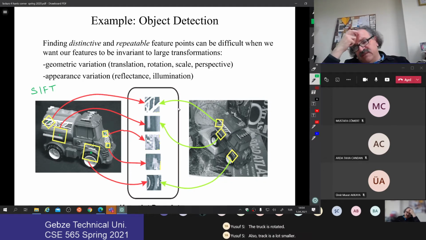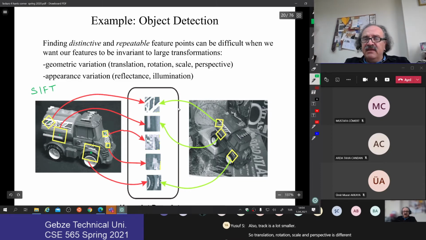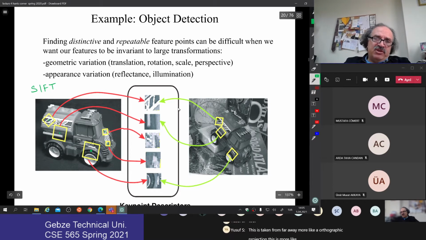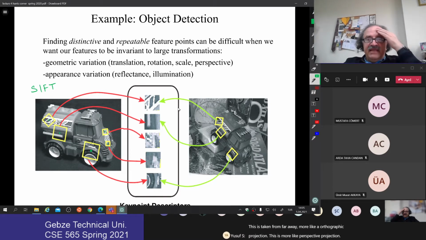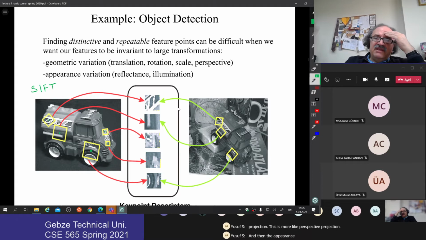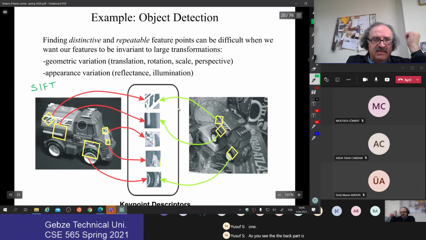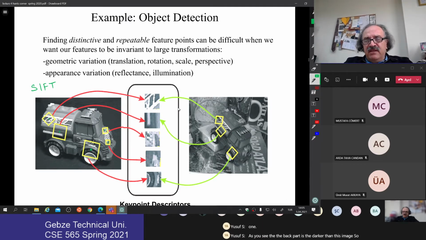So translation, rotation, scale, and perspective are different too. This is taken from far away, more like an orthographic projection. This is more like a perspective projection. And then the appearance. This one is darker than this one. As you see, the back part is darker than this image. So whatever we find, it should be robust against these kinds of geometric and radiometric variations.